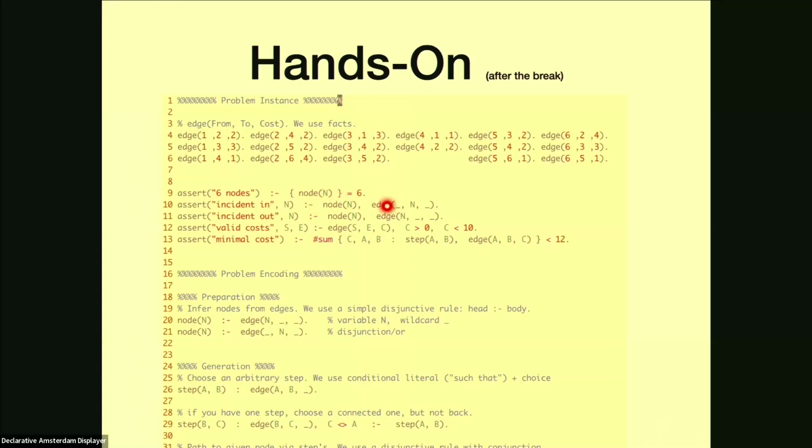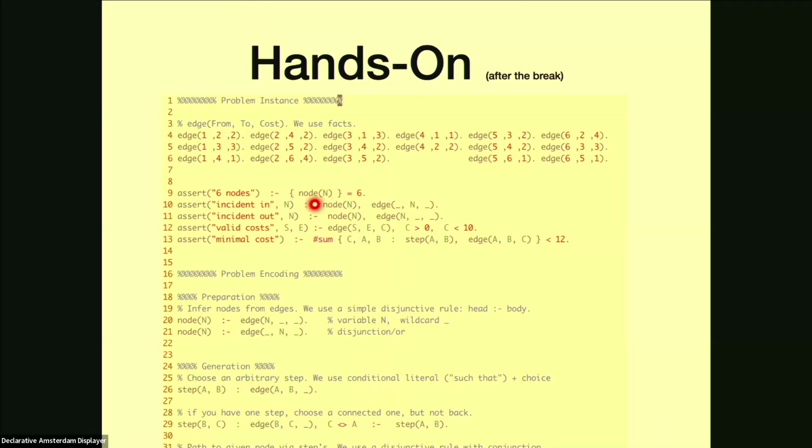And does anyone already understand why that happens? Yes, right. That's one of the things that ASP does for you during the grounding. It takes n, it says, oh, n is a variable, what are all the possible values for this variable? And I recreate this line for every instance of this variable. So it will be 6 asserts.